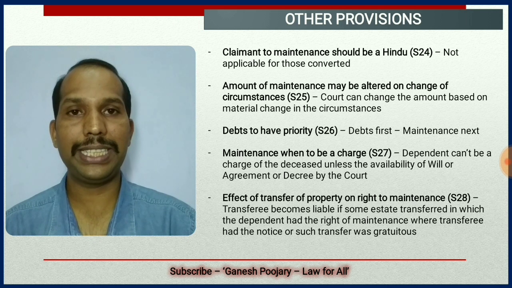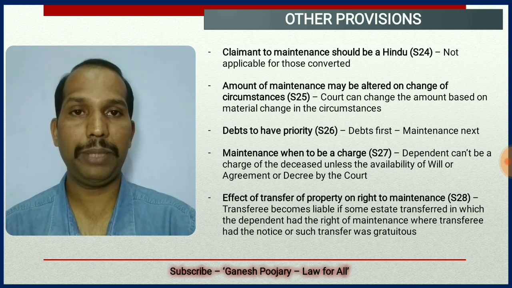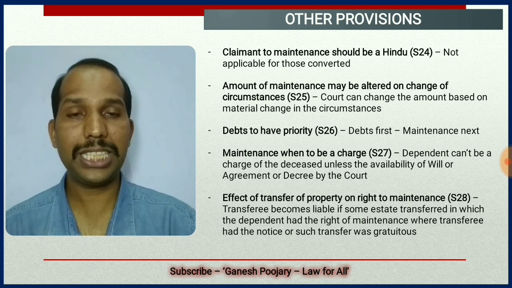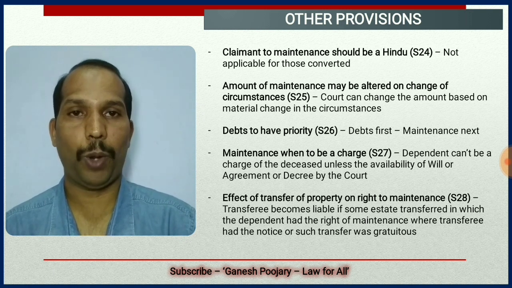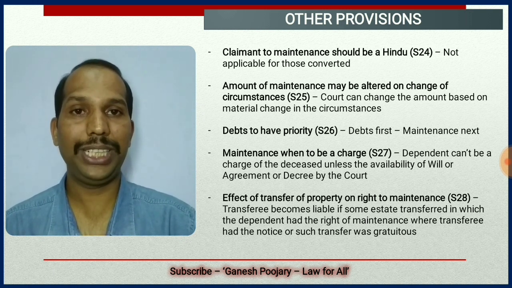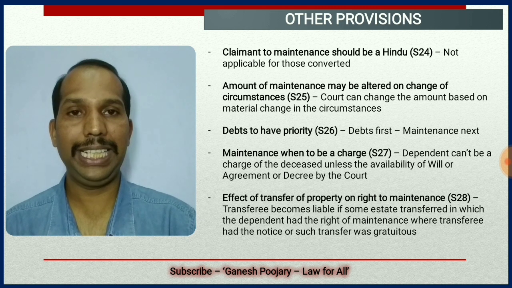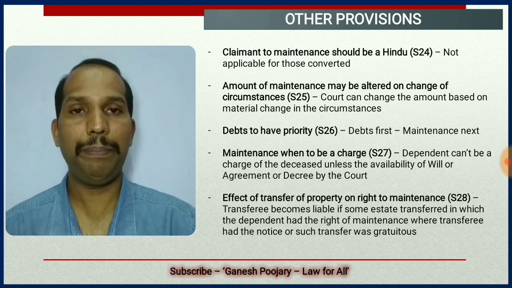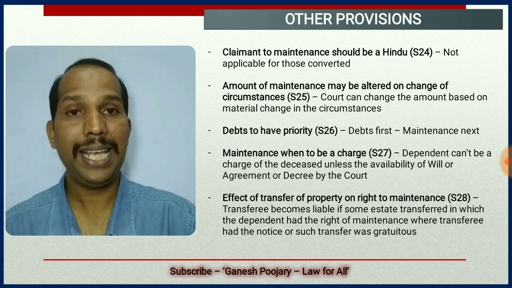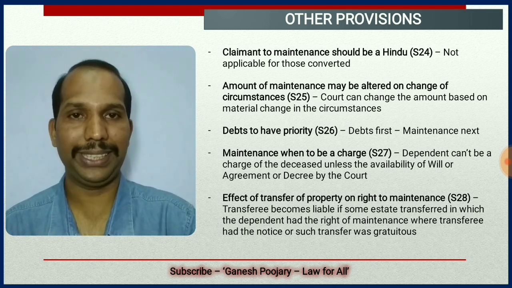Section number 27 discusses maintenance when it is a charge. Now, maintenance amount coming from a property, and such property cannot be owned from such dependent who is getting maintenance from the same property. To do that, he should either have a will or agreement or any decree from the court. Otherwise, the person who is getting some maintenance amount from a particular property cannot be a charge of the same property. That is very important.